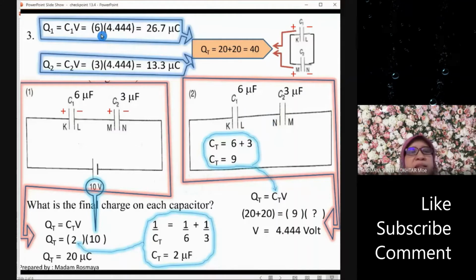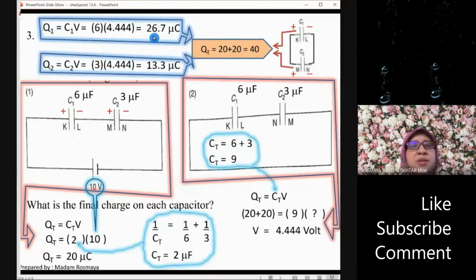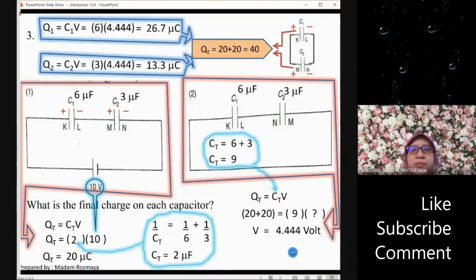So this is the answer, the individual charge, the final charge on each capacitor. This is what the question was. Q1 means the capacitance 1 has charge 26.7 microcoulomb. Q2, the capacitance 2 has charge on it 13.3 microcoulomb. So that's the answer.